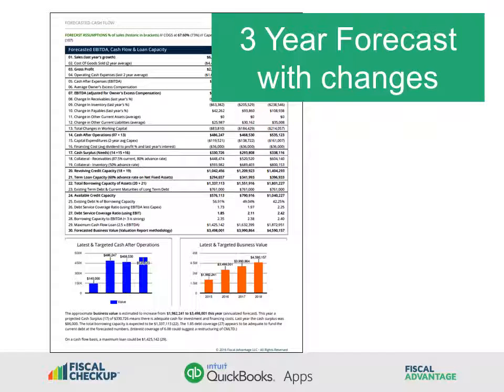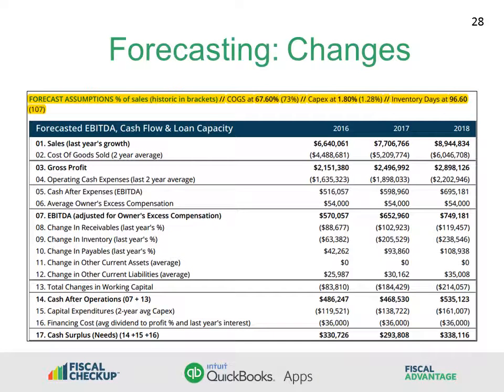Whenever you change parameters for the forecast, above the top of the forecast table, it specifies the changes that have been made. In this example, the cost of goods sold has been reduced to 67.6% from the company trend of 73%. The capital expenditures budget has been increased to 1.8% from the company trend of 1.28%. And the inventory days have been reduced to 96.6 days from the company trend of 107 days.